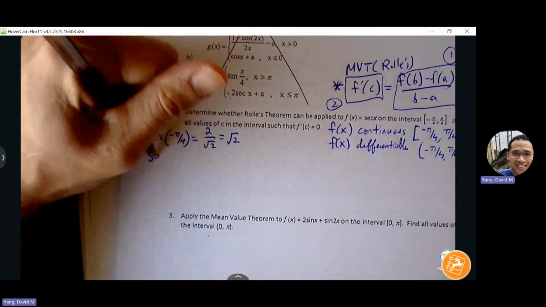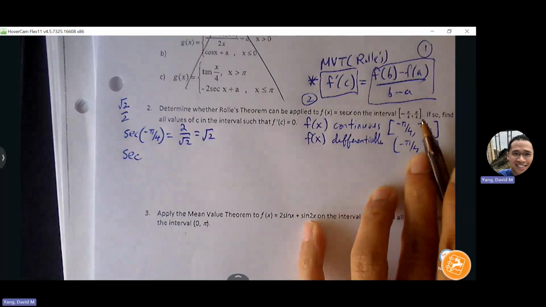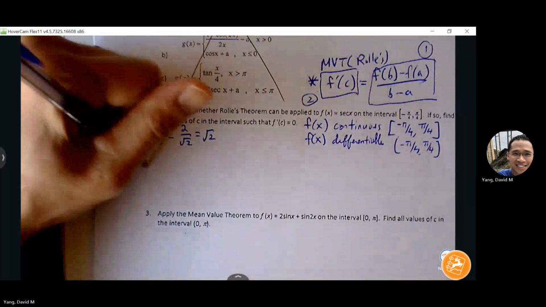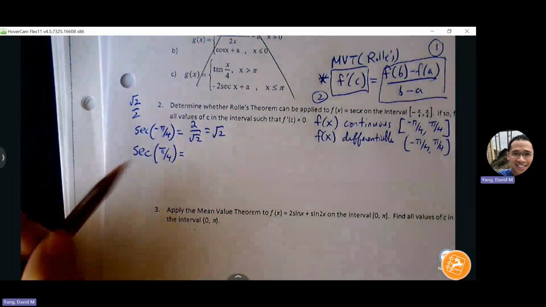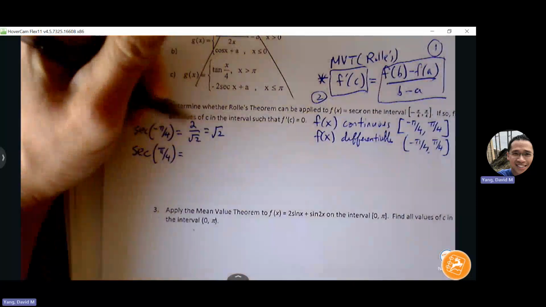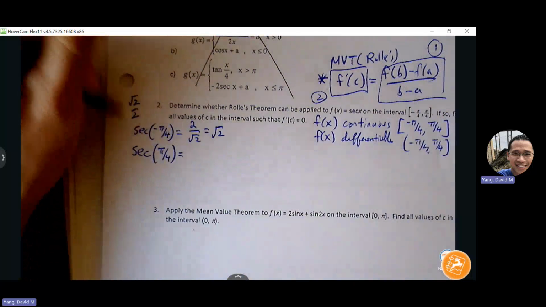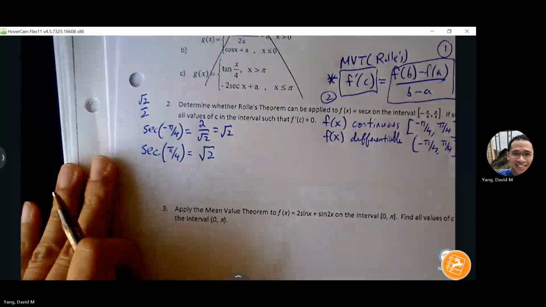All right. The other endpoint we need to find is secant of pi over 4. Again, let's think in terms of cosine. What's cosine of pi over 4? Root 2 over 2, which means secant of pi over 4 will be the reciprocal, which is 2 over root 2, which is also root 2.